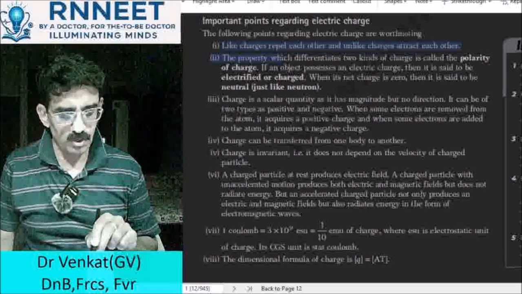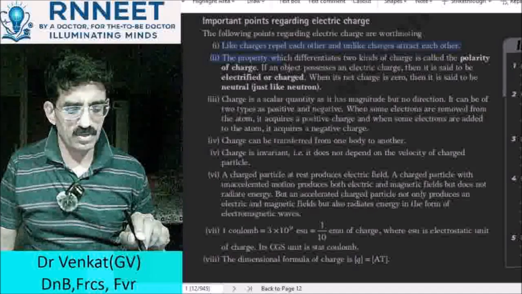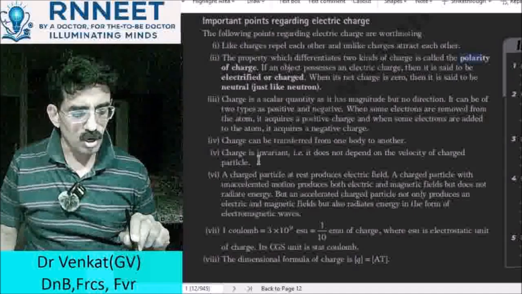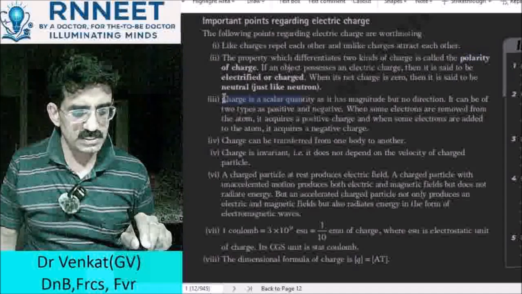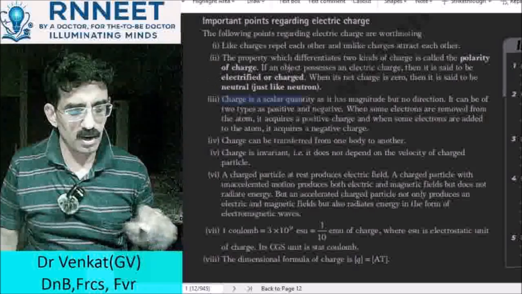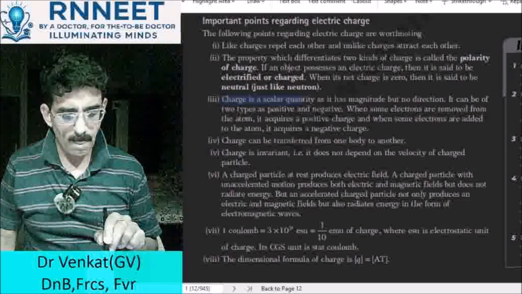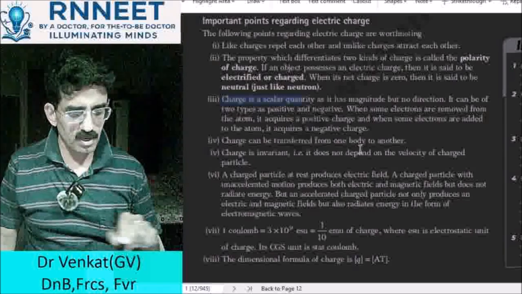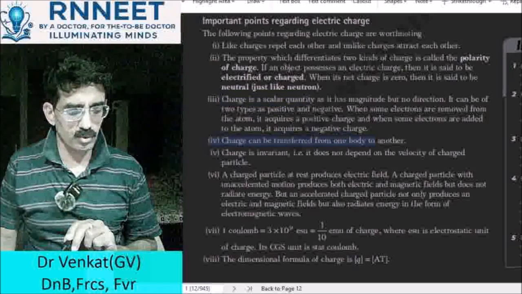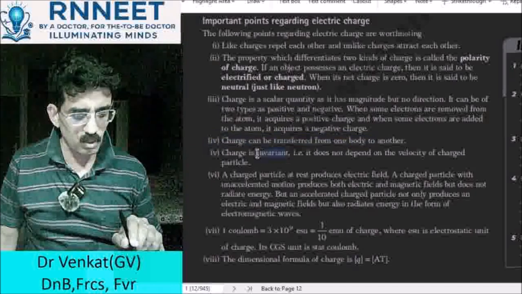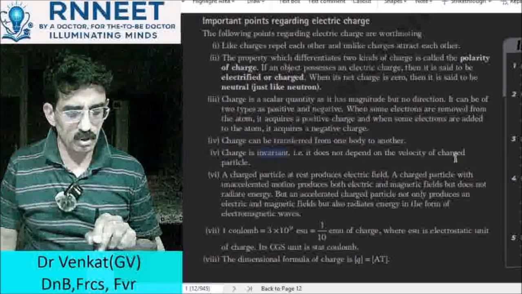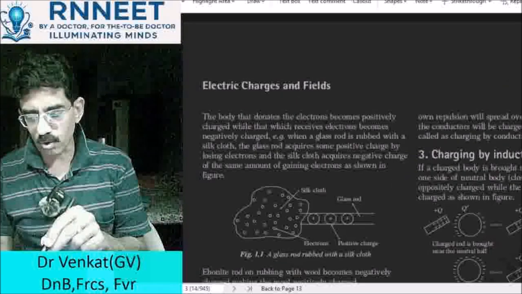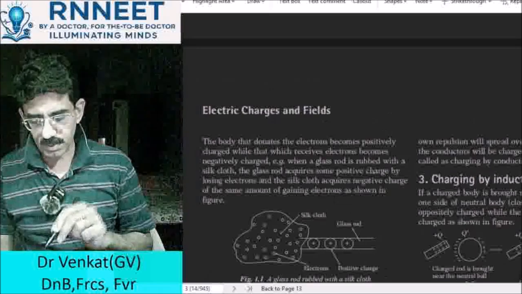The other thing we need to remember is that the property which differentiates two kinds of charge is polarity, right? The third part you need to know is that it is a scalar quantity, right? The fourth point is that they can be transferred from one body to the other. Charge is invariant. It does not depend on the velocity of the charged particle, which is another important point you want to remember, right?